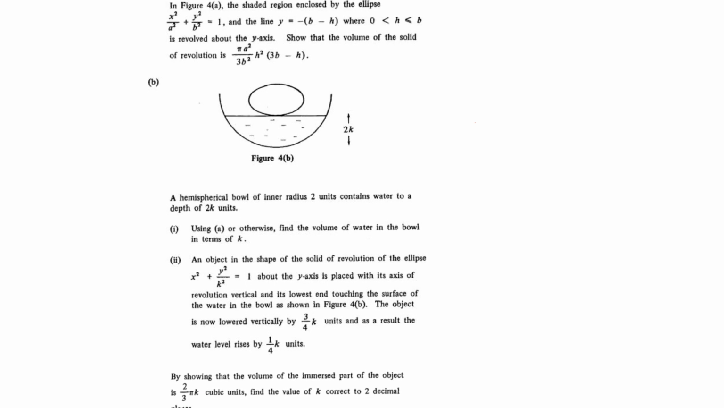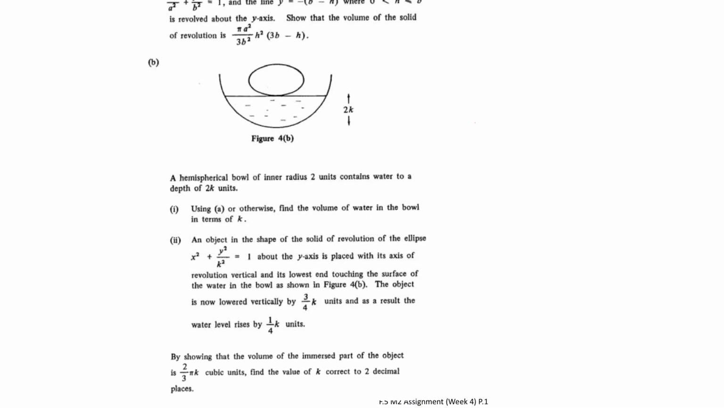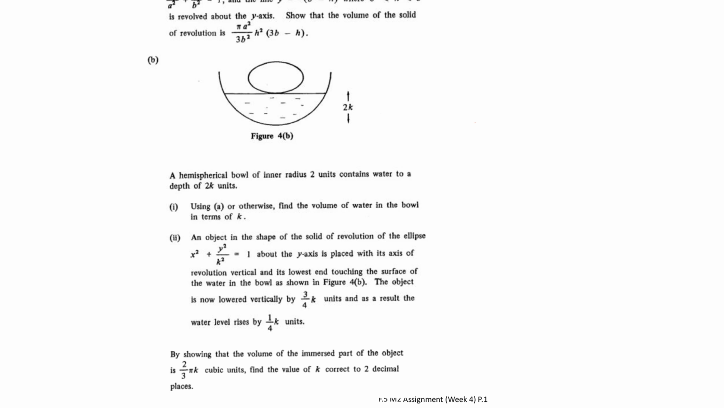Okay, now part B2. The object, this one, is generated by rotating, revolving this ellipse about the y-axis. And then the object is lowered vertically by a certain unit, 3/4K. And as a result, the water level rises by these units. So it is lowered by a unit, and then the water level rises by a certain unit.